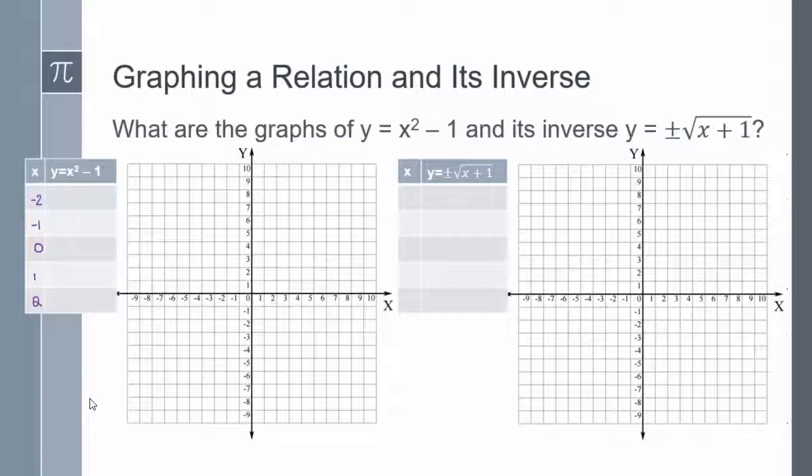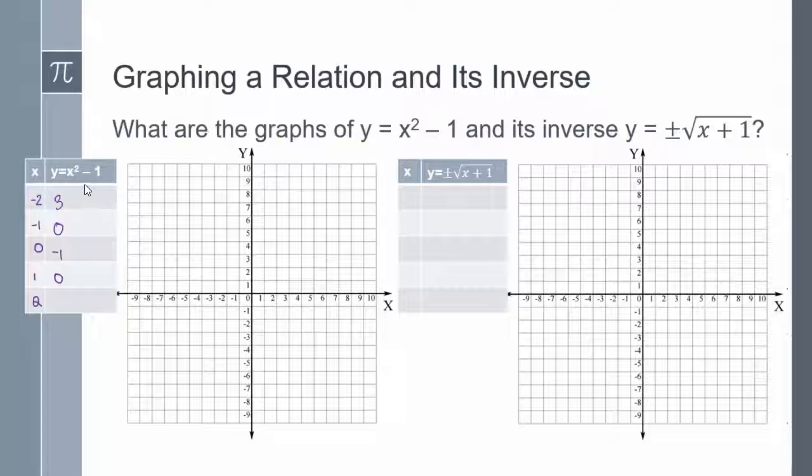So I chose the values for x as negative 2, negative 1, 0, 1, and 2. I'm going to use these values and replace the x in our function and evaluate that function. So at x equals negative 2, I have negative 2 squared, which is 4. 4 minus 1 is 3. Negative 1 squared is 1. 1 minus 1 is 0. 0 squared is 0. 0 minus 1 is negative 1. 1 squared is 1. 1 minus 1 is 0. 2 squared is 4.